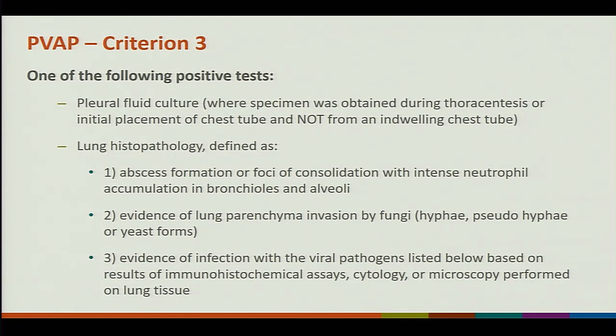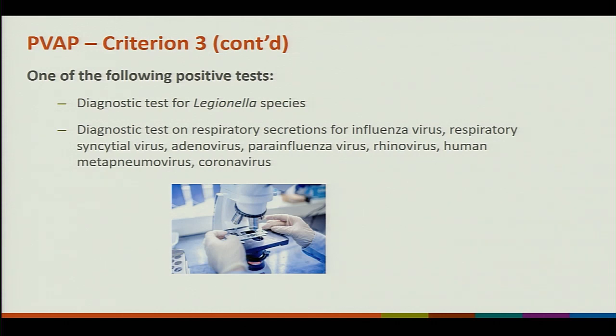For PVAP criterion 3, this can be met by one of the following positive results: a pleural fluid culture when obtained during chest tube insertion or thoracentesis, a non-culture-based testing method or histopathology result which indicates an abscess formation, evidence of fungal invasion of lung tissue, or infection with a viral pathogen. Or, there's more criteria on the next slide, a diagnostic test for Legionella, or a diagnostic test on respiratory secretions which is positive for influenza, RSV, parainfluenza, rhinovirus, human metapneumovirus, or coronavirus.